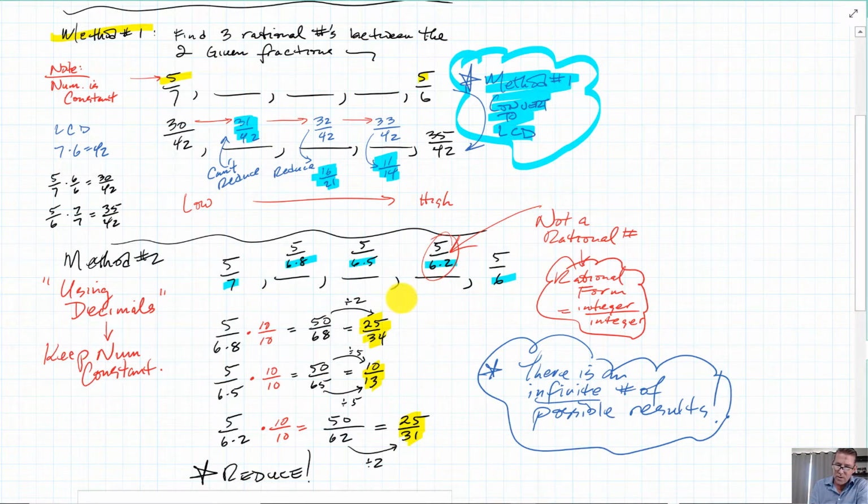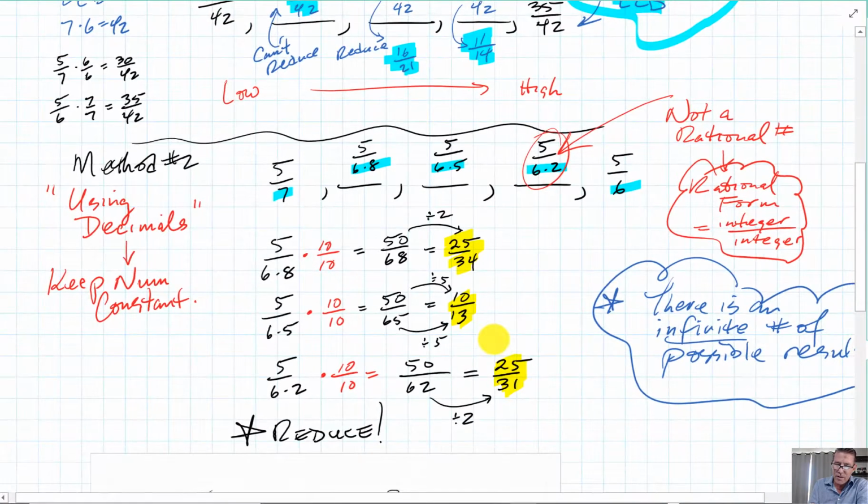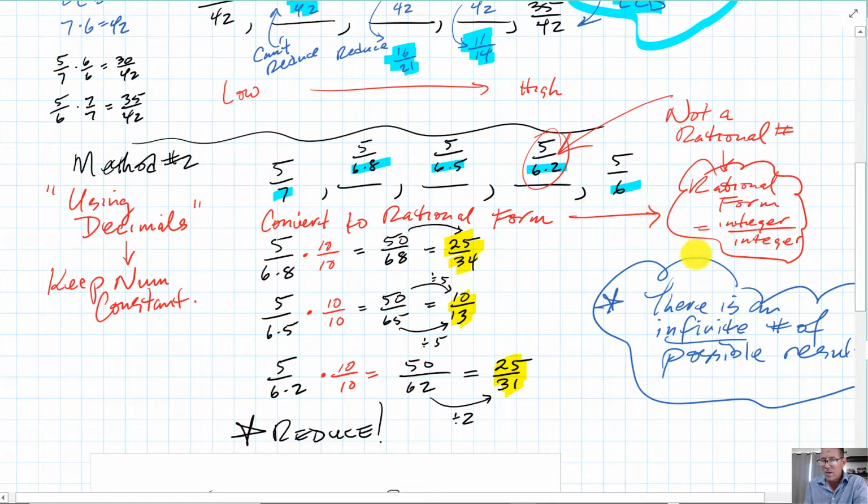So this process right here, let me just put it in red here. This is converting to rational form by using some conversion factor. You have to do that because again, rational form is an integer divided by an integer, not an integer divided by a decimal.